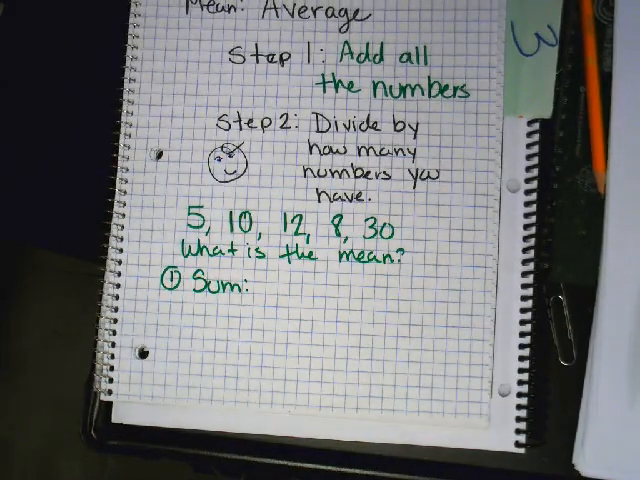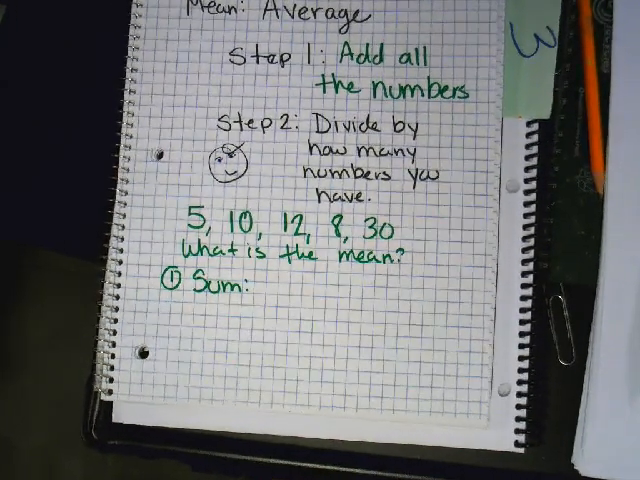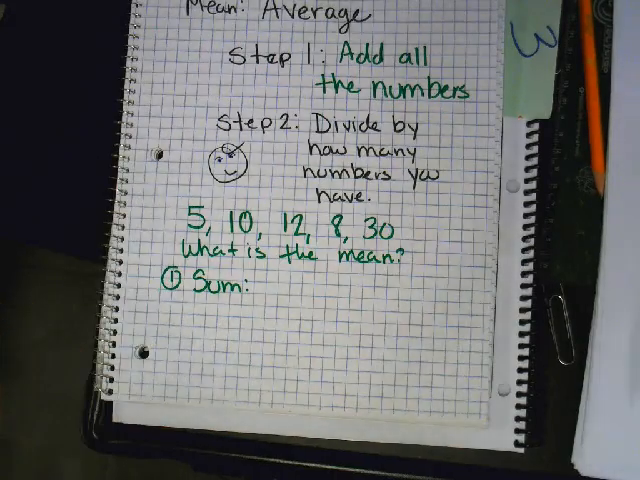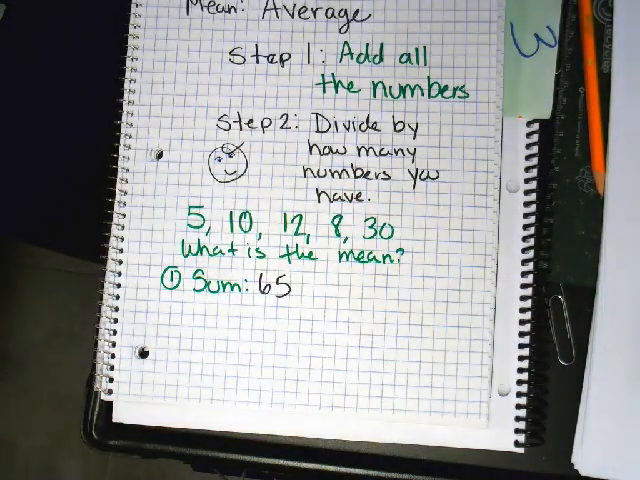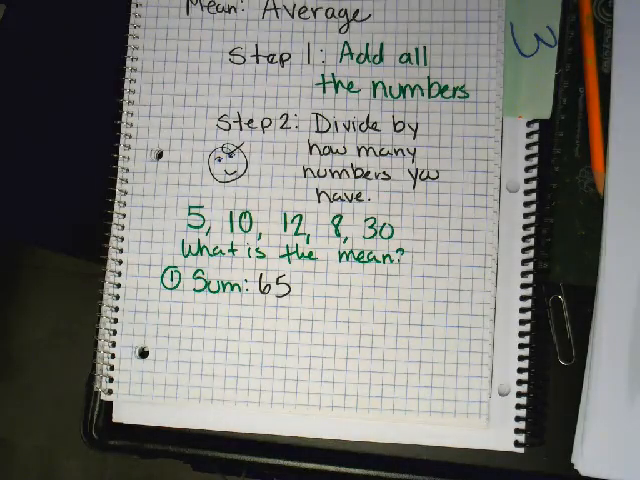Class, what'd you get when you added? 65. Now, some kids think I'm done. And I go, so did I do 65 sit-ups on average? No, right? It doesn't make sense. I mean, I barely did 30. So don't stop there. We have one more step. What's our last step? Divide.